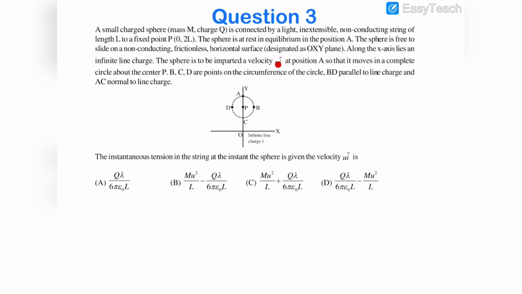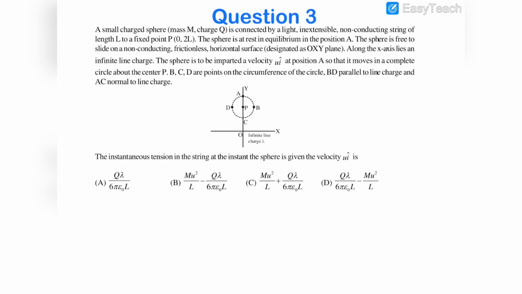Okay, so we have given a velocity u i cap to this sphere at this point A in the direction of the x-axis, and there is an infinitely long line charge of linear charge density lambda which is placed along the x-axis. We have to find out the instantaneous tension in the string at the instant when the sphere is at point A.